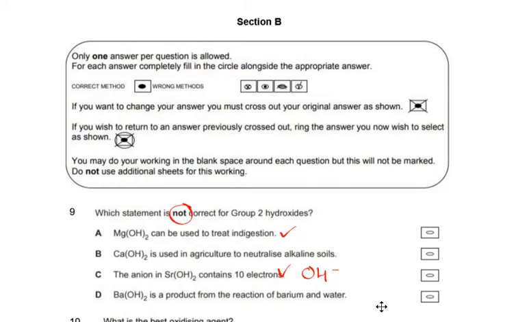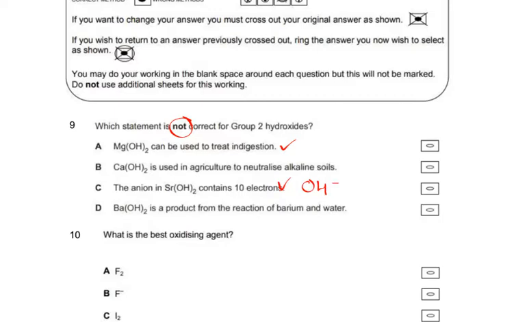And barium hydroxide is the product of the reaction between barium and water. Barium reacts with 2 waters to give you barium hydroxide and hydrogen. So that's true. The incorrect statement is statement B. Calcium hydroxide is an alkali, so you wouldn't use it to neutralise an alkaline soil. You'd need an acidic compound. So the correct answer is B.